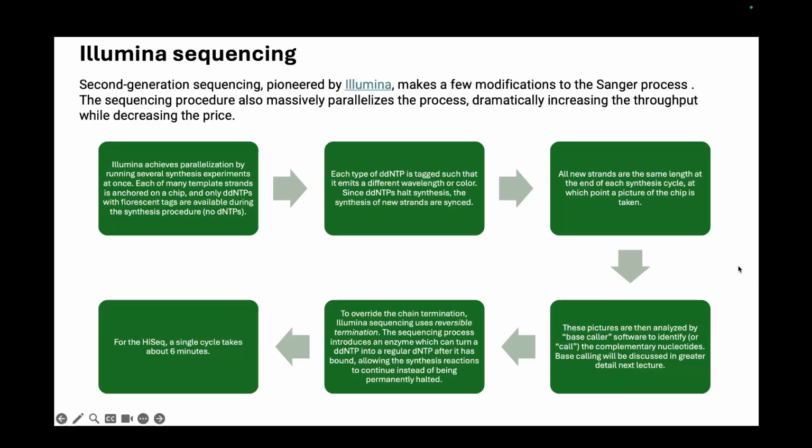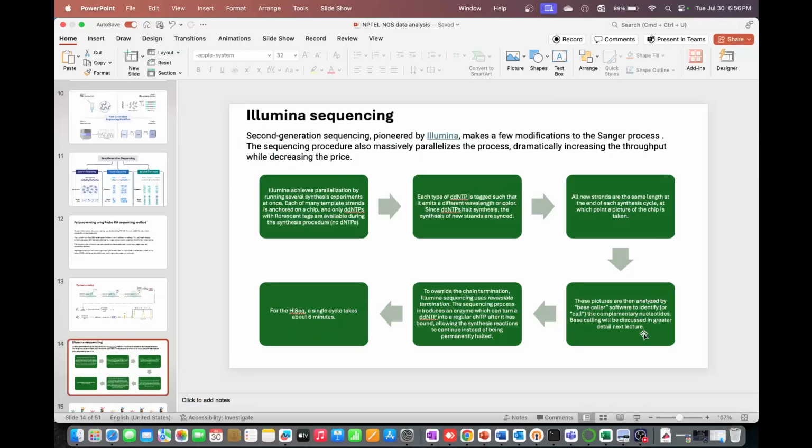These light-emitting pictures are taken by the machine, and they are then analyzed by something called base caller software, which identifies, or calls, the complementary nucleotides. Base calling will be discussed a little more in the next lectures, but basically, you take the picture, and there is a software, the base caller, which identifies what base is there at each point.